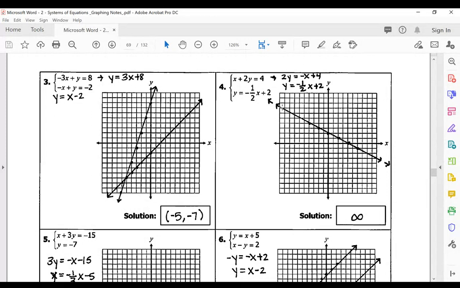This means that they cross everywhere. There are infinitely many solutions. Every point on the line is the same as every point on the other line.